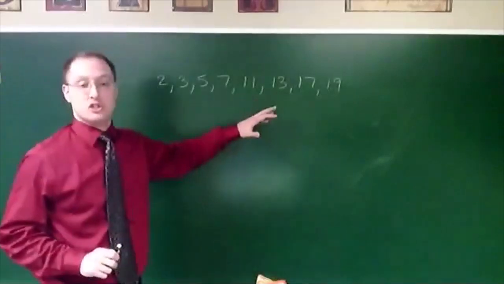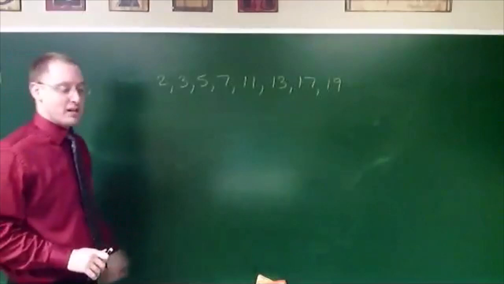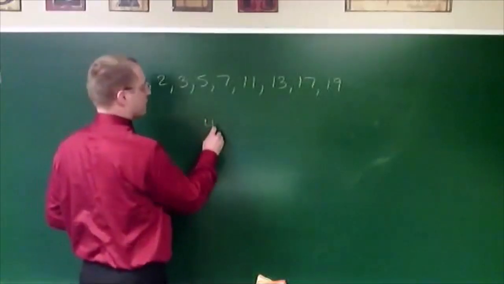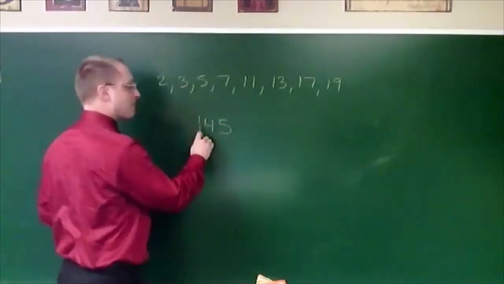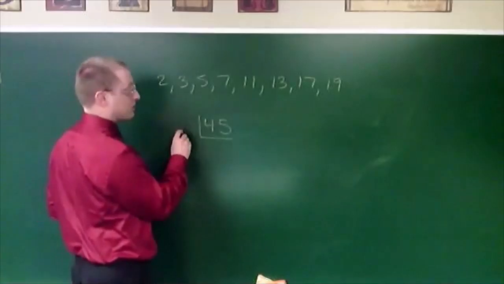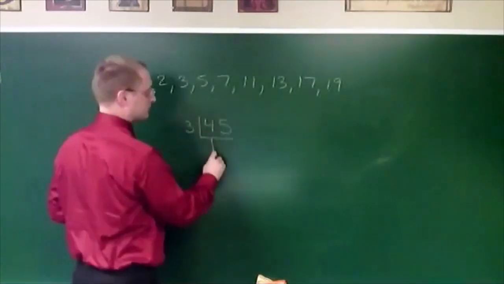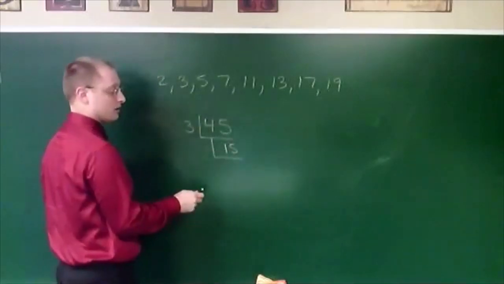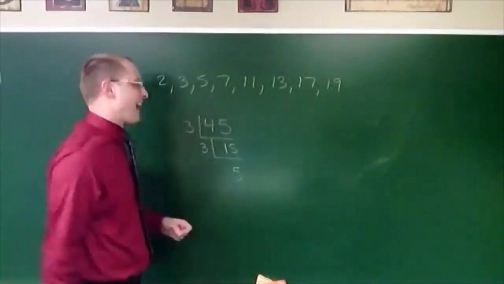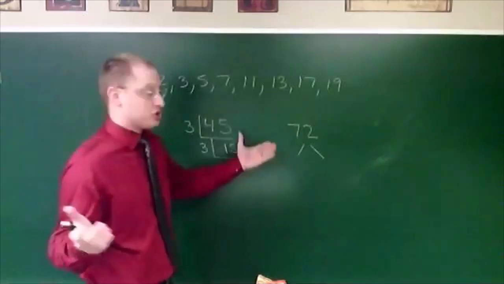And we use these to break composite numbers into smaller parts, or to factor. So if we had, for instance, the number 45, I could prime factor this by dividing it by 3, to get 15, then 3 again, and then 5. Or if we had the number 72, another way is we can just pick any two numbers to split it up into.